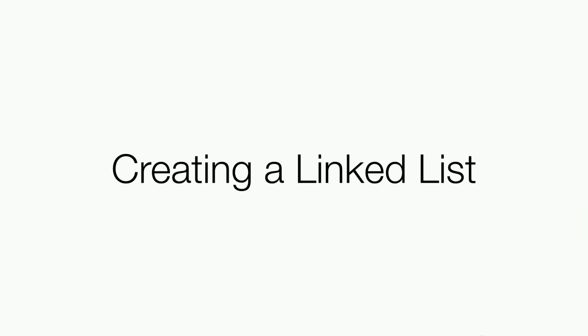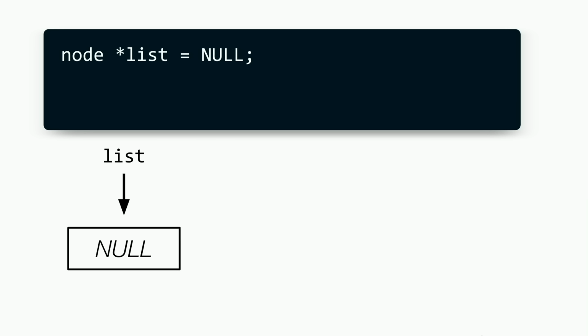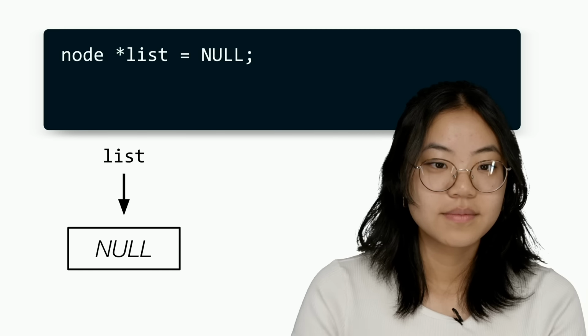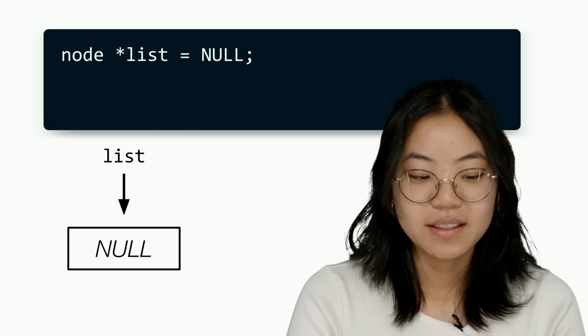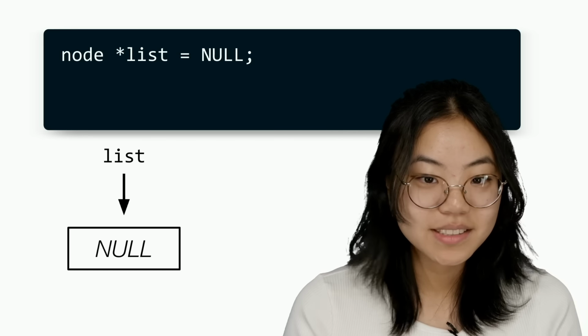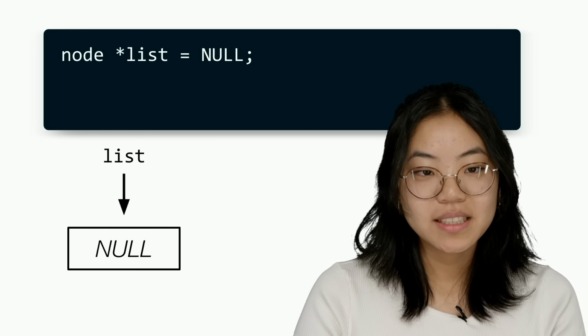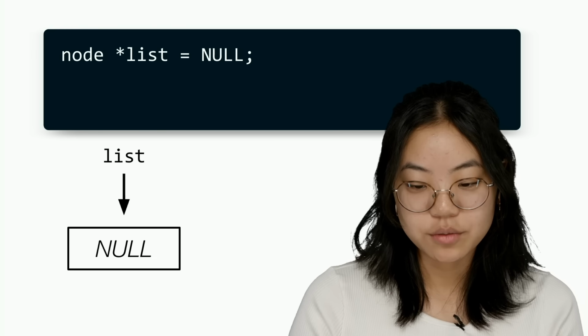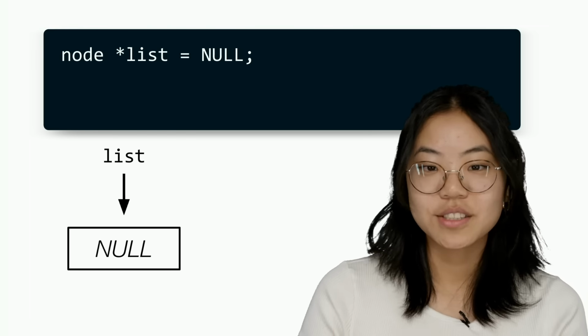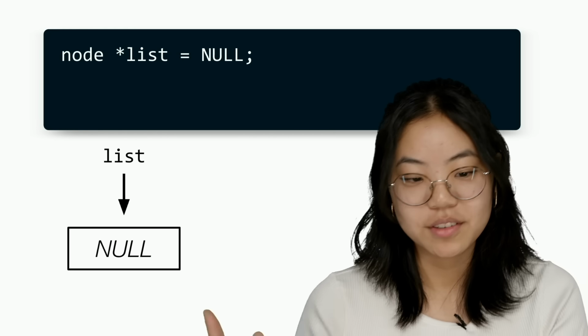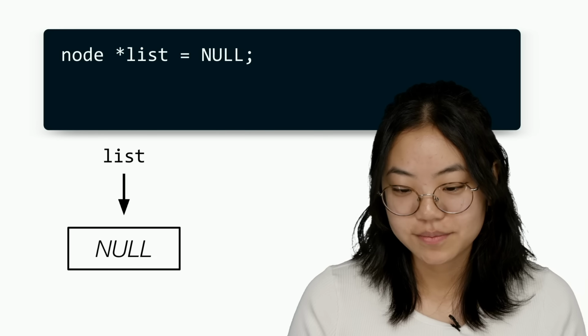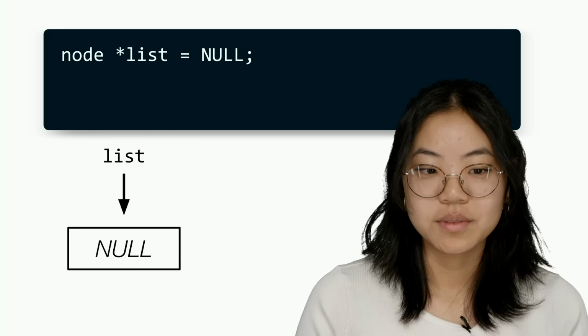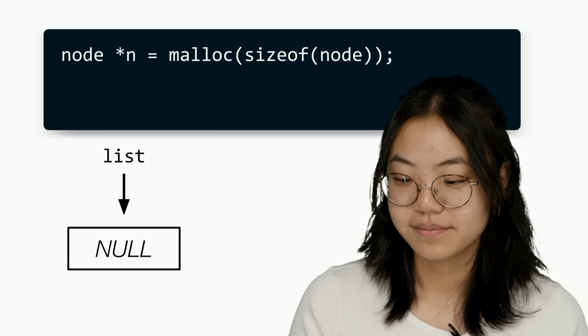Okay, so how do we go about creating a linked list? We've created a node. How do we make this a list? To start out with, we might have this list called list. Basically, we have a pointer to a node. And currently, it's just going to equal null. We haven't created any nodes yet. So it's just going to point to null for now.